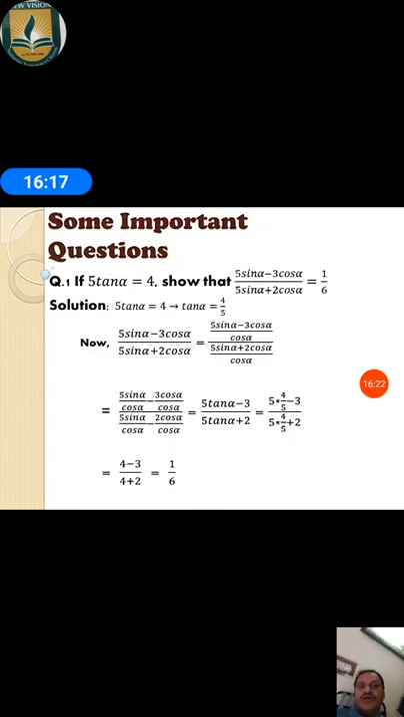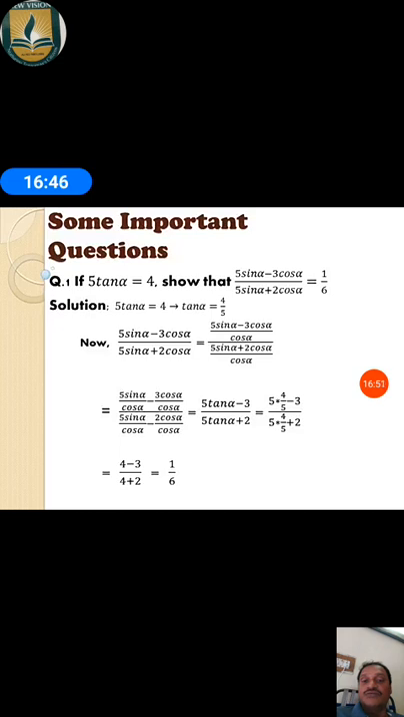Now we have some important problems under this category. The first one: if 5 tan alpha equal to 4, show that 5 sin alpha minus 3 cos alpha by 5 sin alpha plus 2 cos alpha equal to 1 by 6. You take 5 tan alpha equal to 4. From that, dear students, you will get tan alpha is equal to 4 by 5. Right?